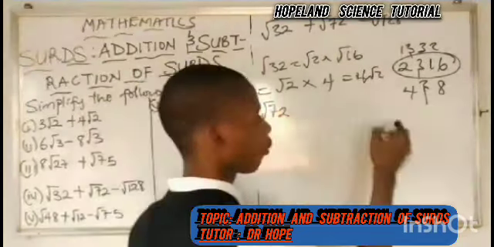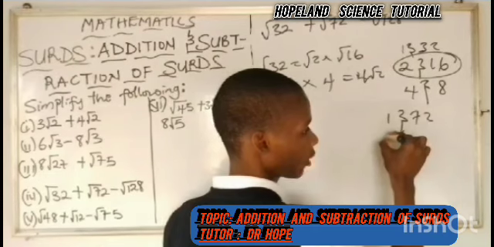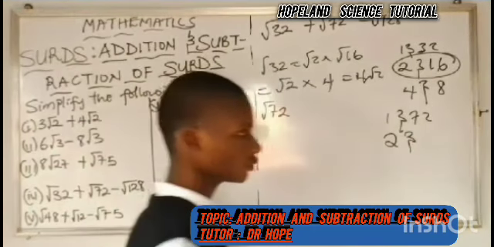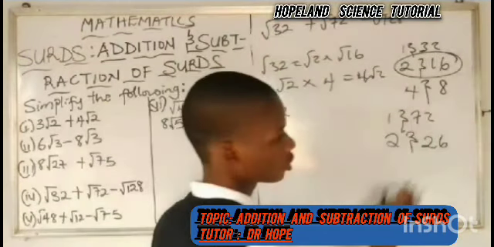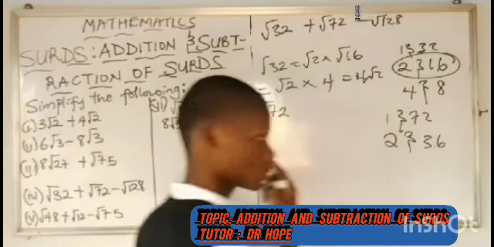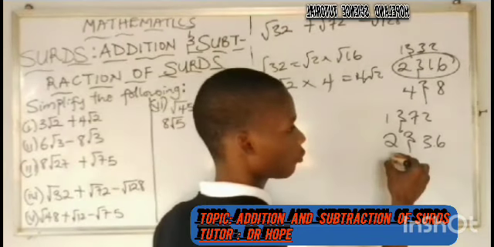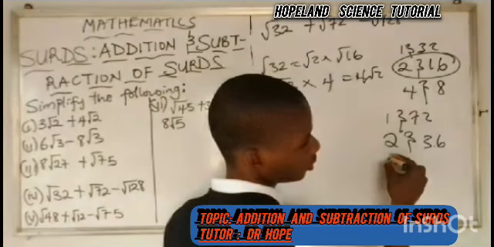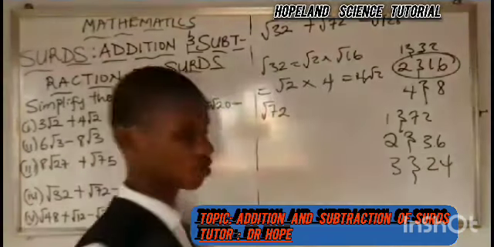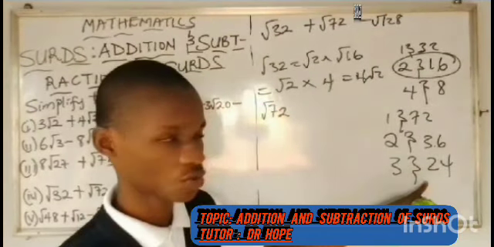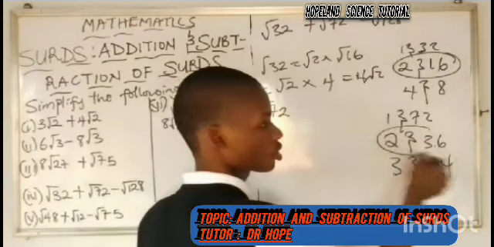So now let's continue. What are the factors of 72? We have 1 and 72. We have 2 and 36. Can 3 divide 72? Yes, we will have 3 and 24, and so on and so forth. So let's just stop there and pick this one.